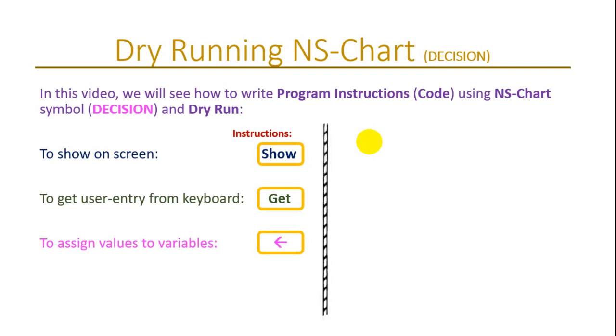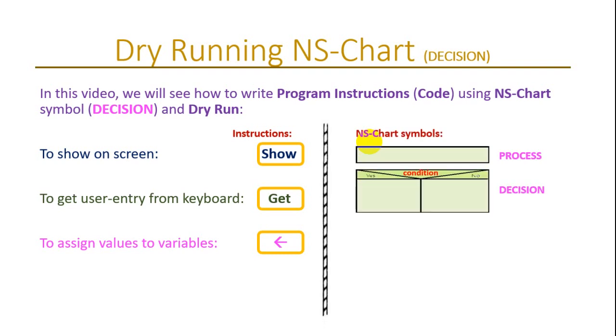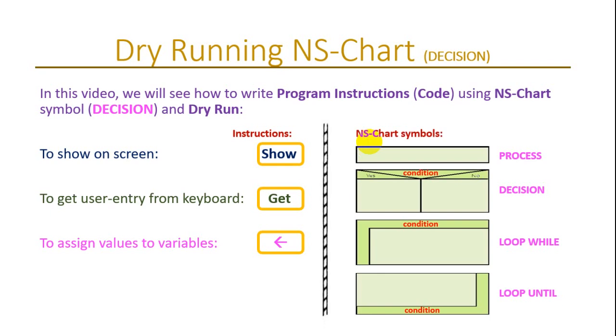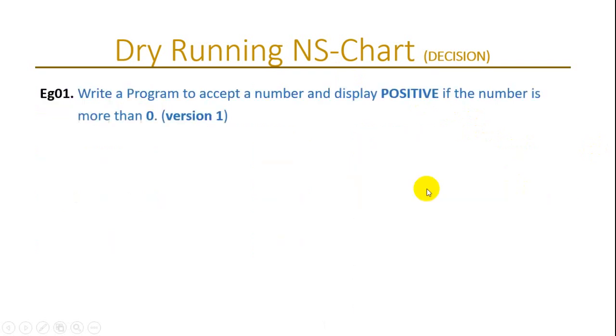Then the symbols we are using are, as you know, there are four symbols: the process, the decision, the loop while, and the loop until. Now process we did in the previous video, so now we are going to do the decision. Let's go ahead and do it.